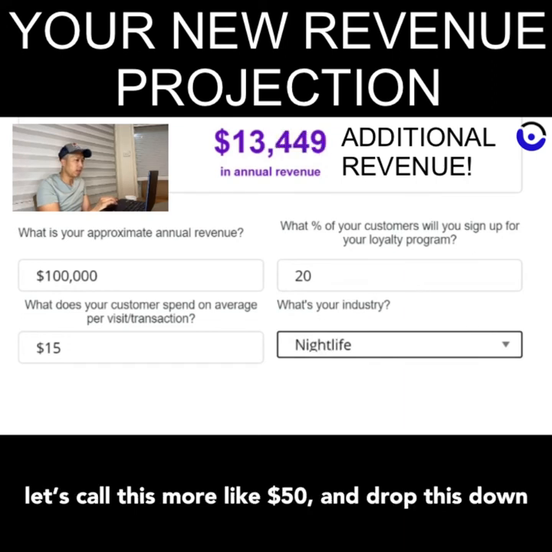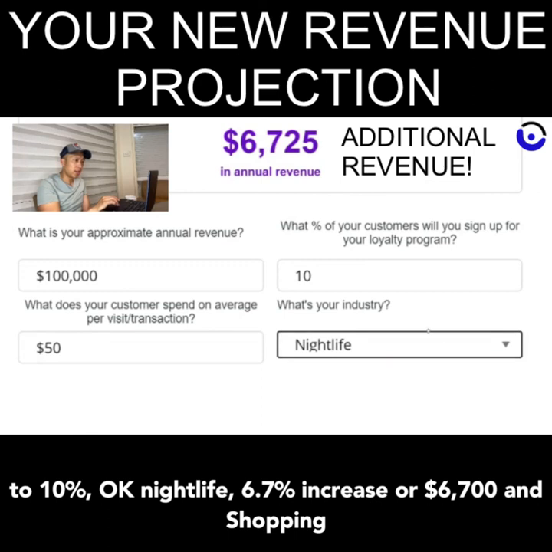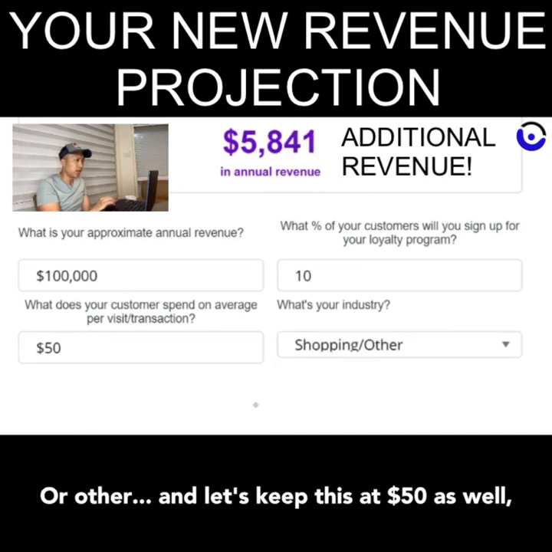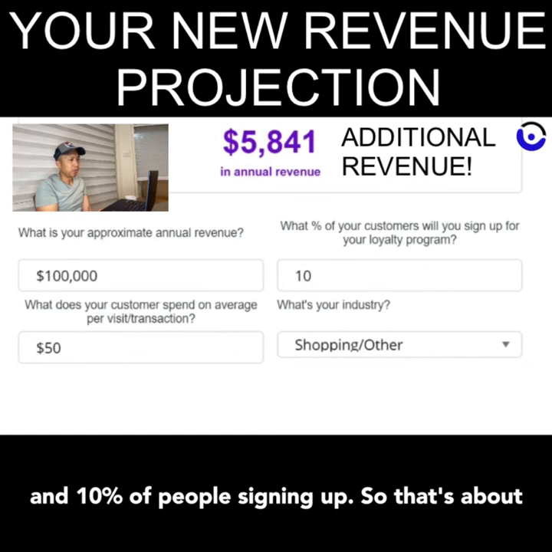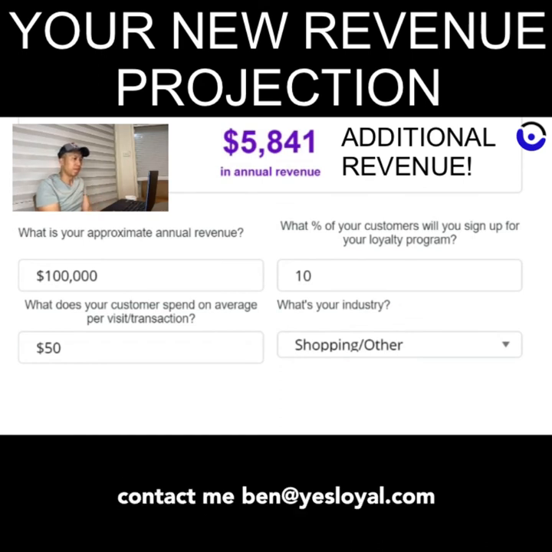Nightlife, let's call this more like $50, and let's drop this down to 10%. Okay, nightlife, 6.7% increase or 6.7k. And shopping and other, and let's keep this at $50 as well, and 10% of people signing up. So that's nearly a $6,000 increase on 100k revenue, or 6% increase. So there you go.